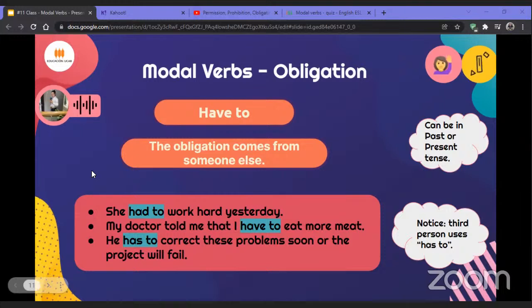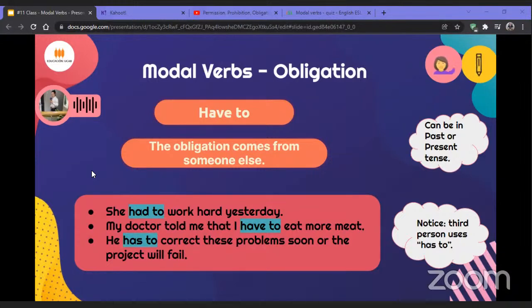Now we have another modal verb that we use for obligation. It's have to. As we know, the obligation now comes from someone else, from our teacher, our supervisor, our parents, something like that. There is something interesting with this modal: it can be in past or present tense. Cuando veamos los ejemplos, van a verlo. And the other thing is that it changes with third person. We don't say have to, we say has to.